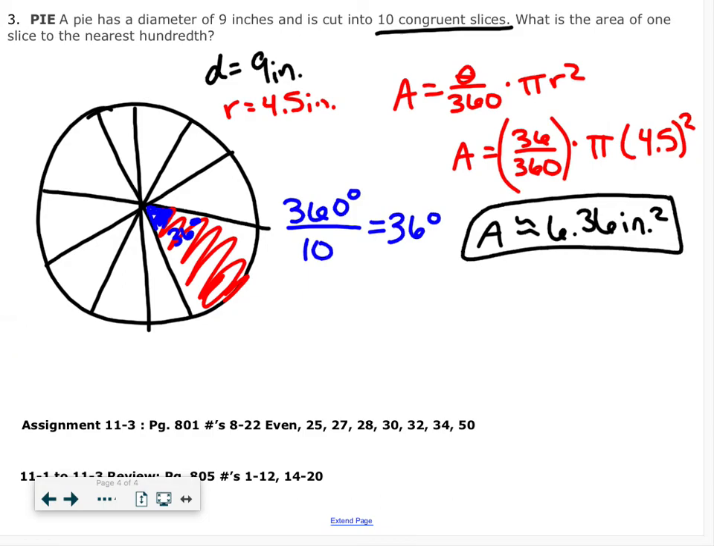Now some people might be wondering, could I have just found the total area of the circle and divided it by 10? So take the area of the circle and divide by 10 because you have 10 equal spots. Yes, that works. In this case it does because we have 10 equal spots.